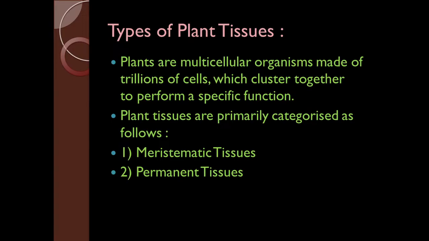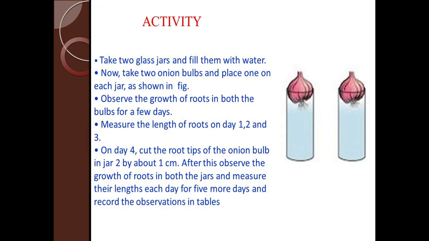a specific function. The plant tissues are primarily categorized as follows. They are categorized as meristematic tissues and permanent tissues. The two main types of plant tissues are meristematic tissues and permanent tissues. In this video, we will be studying in detail about the first type of plant tissues, that is meristematic tissues. Let us start. Before that, let us perform an activity.